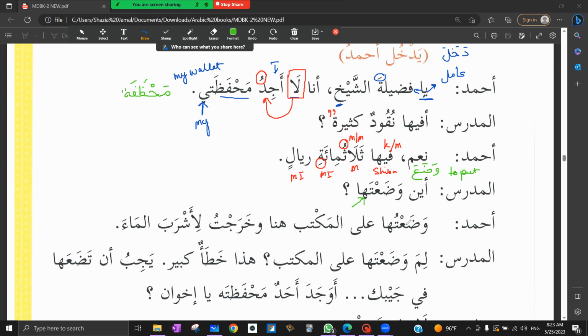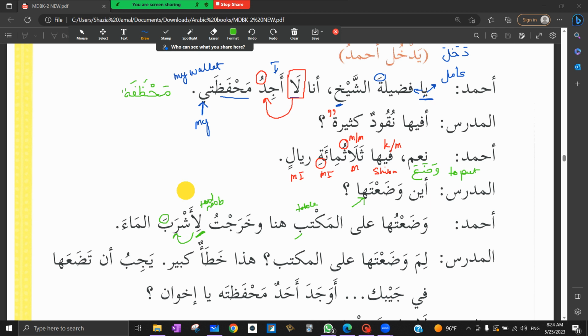Ahmad says, Wada'tuha al-maktabi. This is the table because it is without ta marbuta. Hona, here. I kept it on the table here. وَخَرَجْتُ, and went out. Li ashraba. Now this is the lam at-talil, and this is from the tools of nasb. How do we know this is a tool of nasb? Check the verb coming after it. It has a fatha.